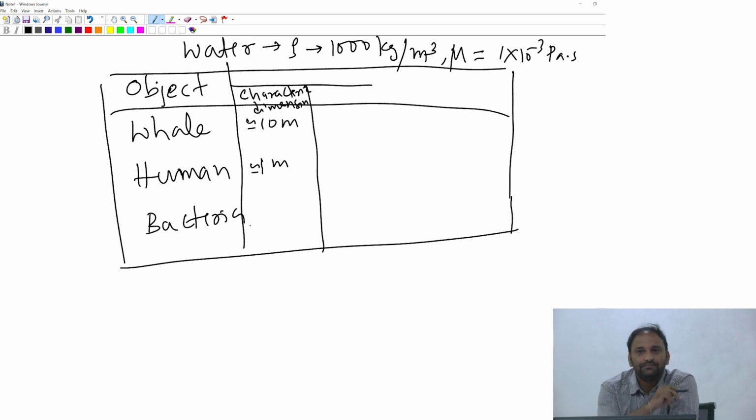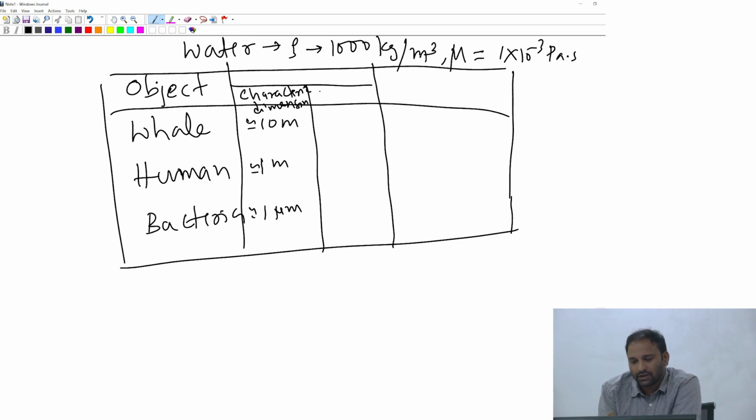What about bacteria? What do you think would be the size of the bacteria? A micron. Typical length scale could be of the order of say 1 micrometer. There are a lot of bacteria, there are a lot of viruses, and typical dimensions of these things are of the order of a micrometer. That's your characteristic dimension.